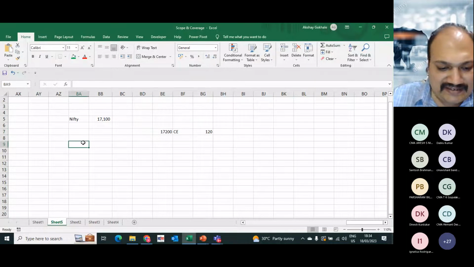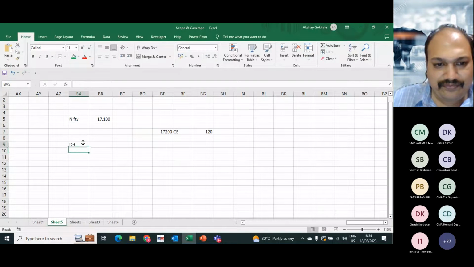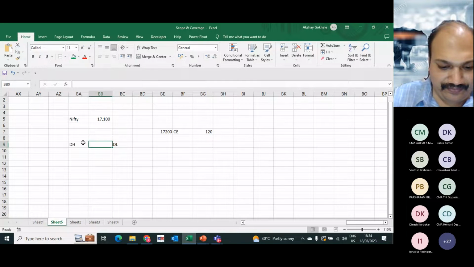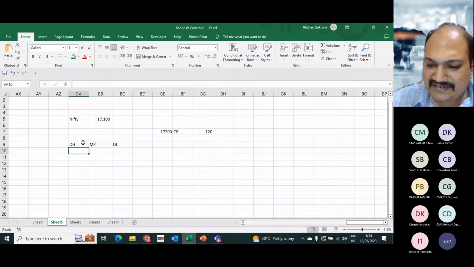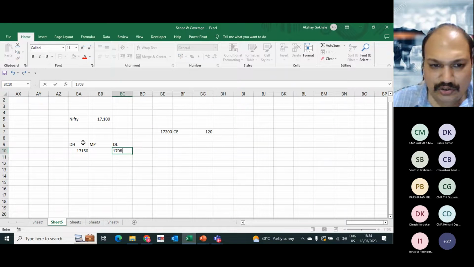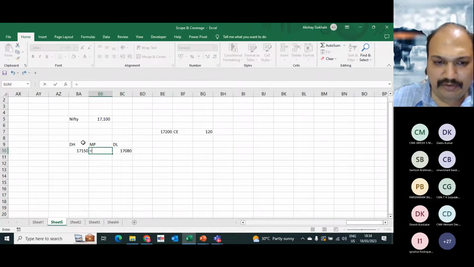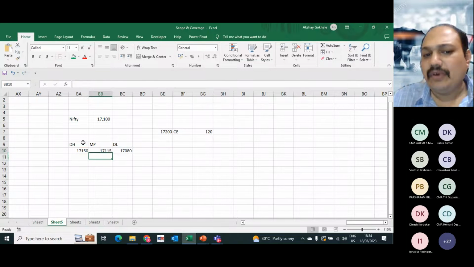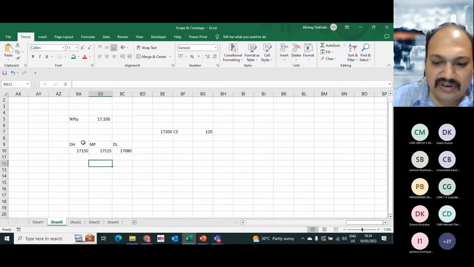And suppose Nifty's day high is 17,150 and day low is 17,080. Then your midpoint will be 17,115. Okay.